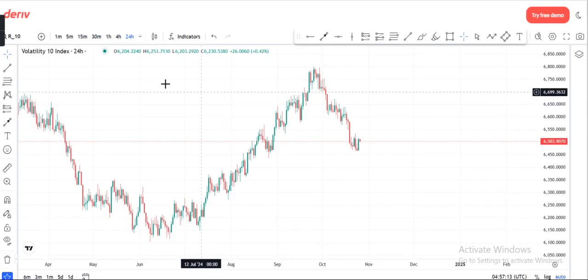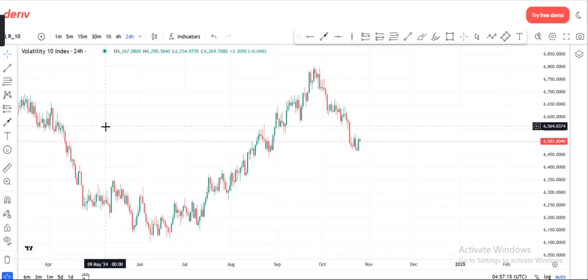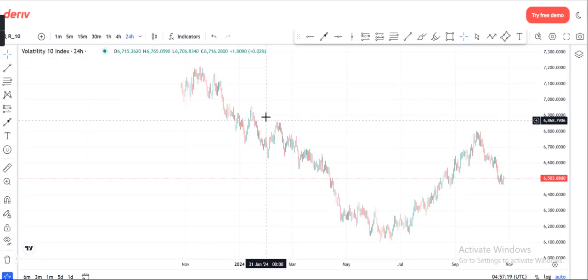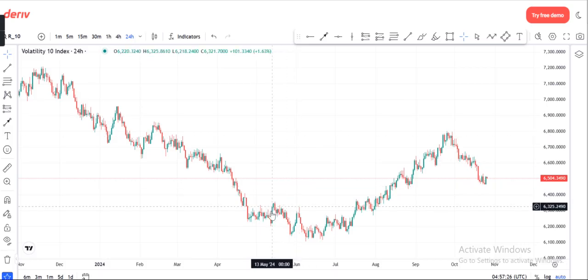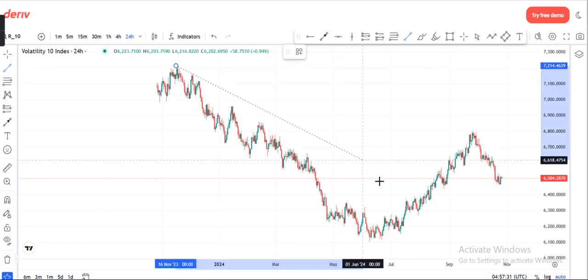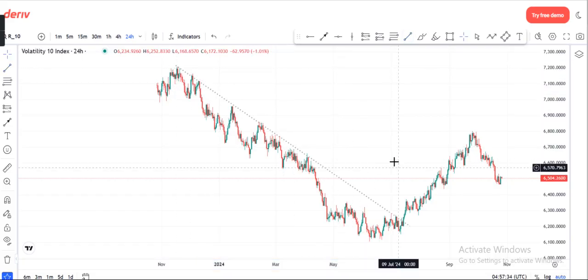Today we are going to be talking about the Volatility 10 index. Now, on this Volatility 10 index, we can clearly see we have been on a downtrend, and then the market made a very large pullback. We had a downtrend all the way, and then the market gave us a very large pullback to the upside.